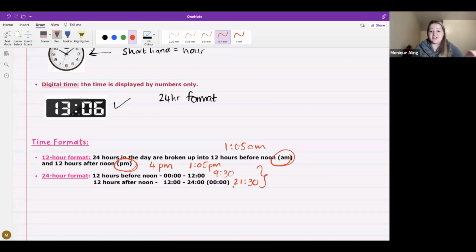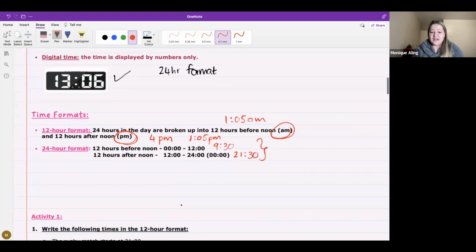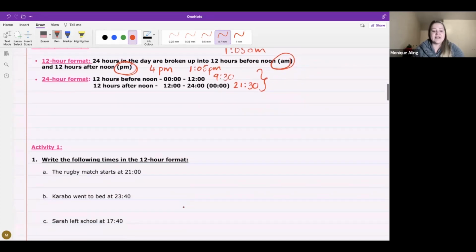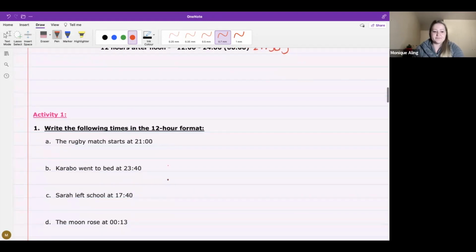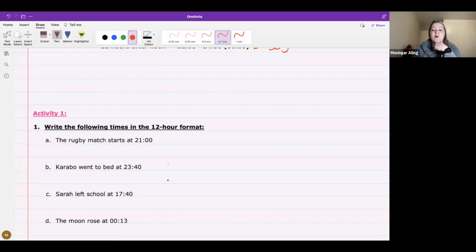Okay, so I hope that explanation helps, because I'm going to ask you guys to quickly adjust these times for me into the 12-hour format. So our first activity: write the following times in the 12-hour format. The keyword for 12-hour format is AM, PM. Quickly do those times for me, please. Don't put them in the chat just yet.